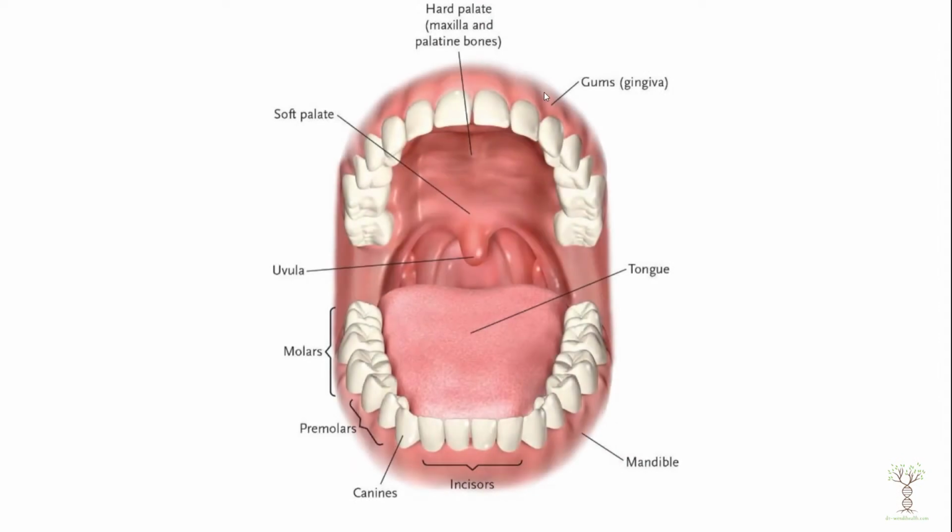The main bones that make up the mouth are the maxilla and the palatine bones, which form the roof of the mouth. And then the jawbone is composed of the mandible.